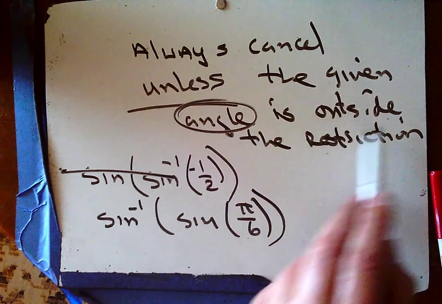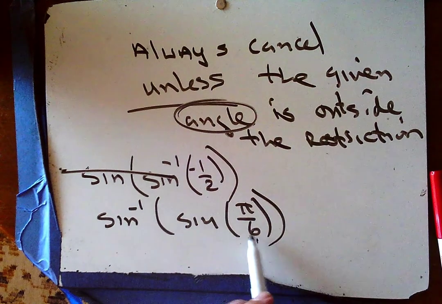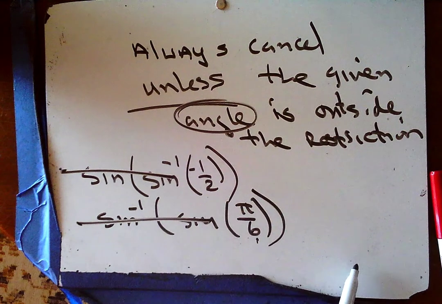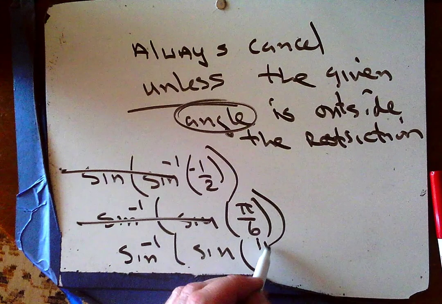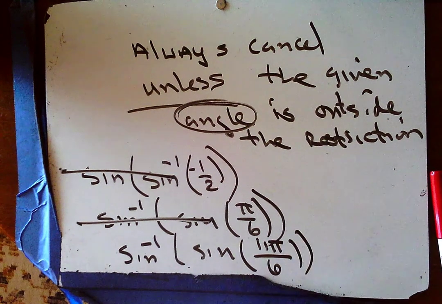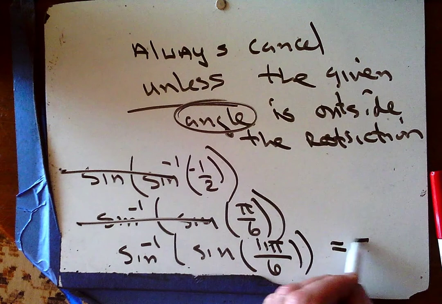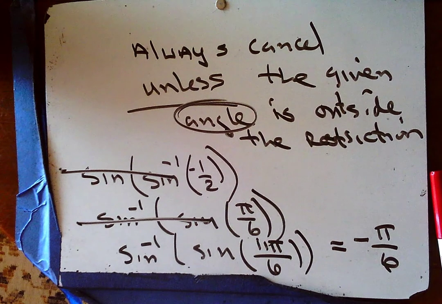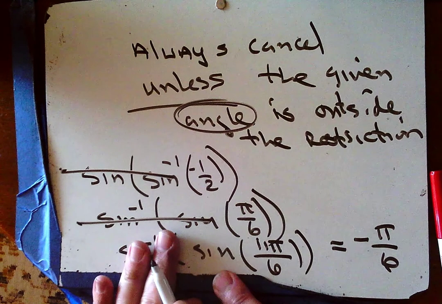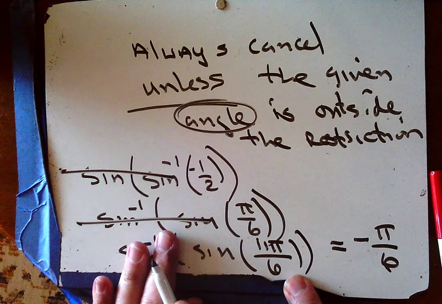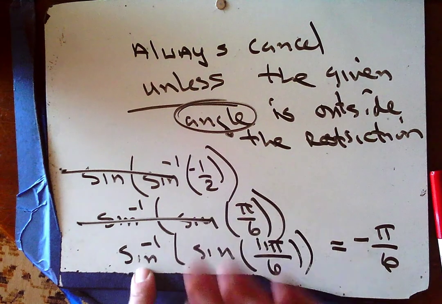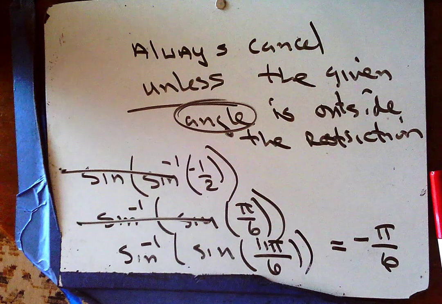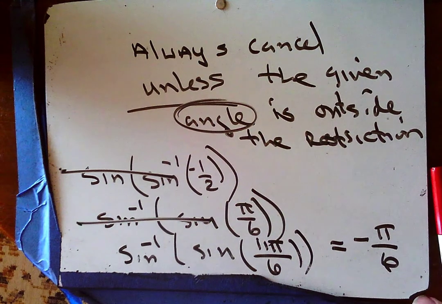Is this given angle outside the restriction? No, pi over 6 is within the restriction, so I can cancel. But if I'm given an angle, and that angle is outside of the restriction, then I can't just cancel. I actually have to go the long way to figure out what the answer should be. The y value at 11 pi over 6 is negative 1/2. What angle within the restriction for sine has a y value of negative 1/2? This one does. Okay, so that's the end of round 2.